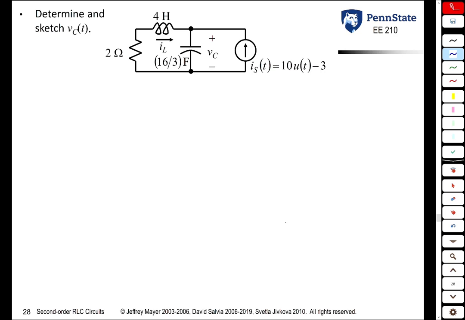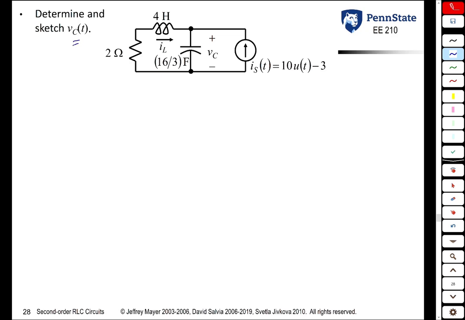In today's video lecture, we're going to finish the discussion of transient RLC circuits. We're going to start today's lecture with two examples that build upon the algorithm that we established in the last class. If you look at the circuit here, you have a resistor, a capacitor, and an inductor driven by a current source given by 10 u(t) minus 3. And we're asked to find the voltage across the capacitor.